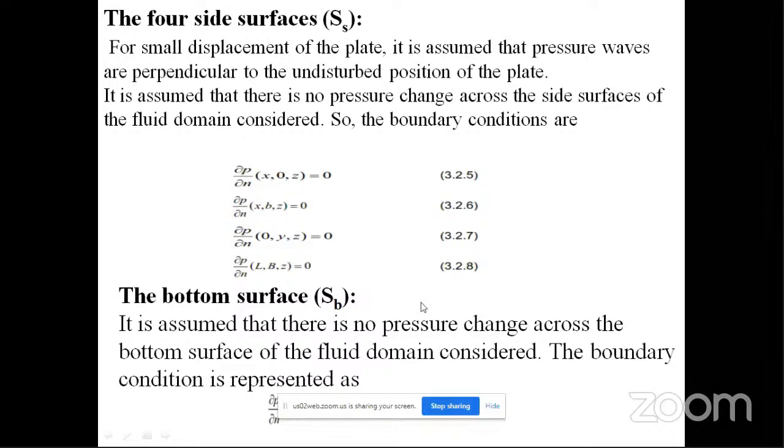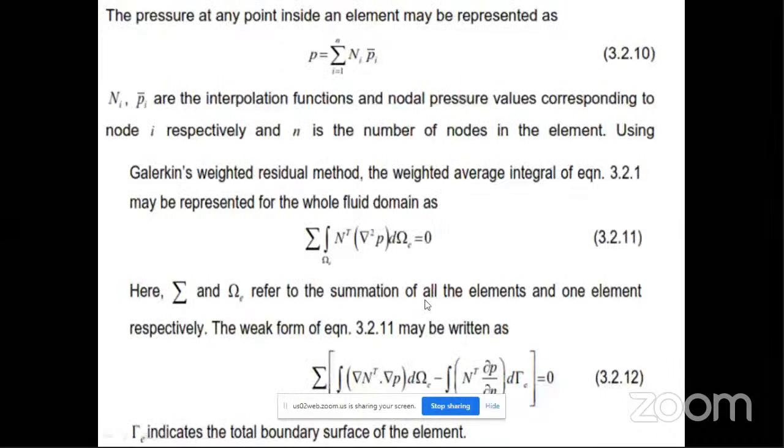And the bottom surface, I have considered it to be a rigid one. So del P by del N is 0. Del P by del N will be 0 if the boundary is a rigid one. That is, the wave will return back from that place. Okay, this is about the wave part of the fluid.